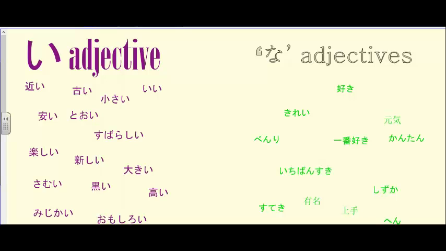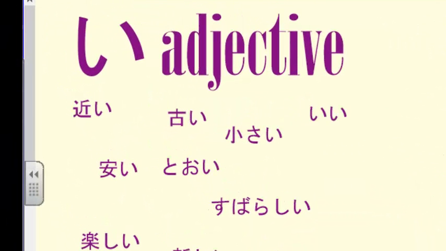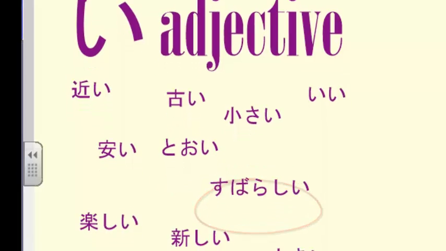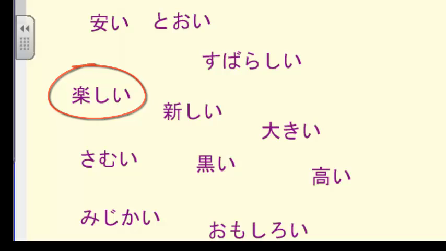Right, we're going to have a look at the difference between i adjectives and na adjectives in this video tutorial. Over here we've got a selection of i adjectives, most of which you may know. Chikai, close. Furui, old. Chisai, small. Ii, good. Yasui, cheap. Tooi, far away. Subarashii, splendid. Tanoshii, fun.